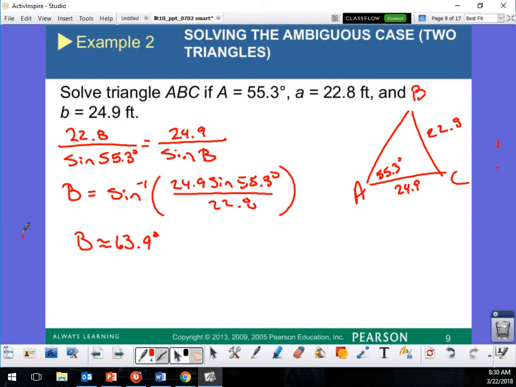Whenever you have an ambiguous case that works, we have to test to see if there's a second one. Can we do the same thing by trying? No, we can't. We don't do that. So to test for a second one, we're going to do 180 minus 63.9 degrees, to see what it equals. So it's going to give me a second angle on this one. So this one's going to be what? Like 116.1.